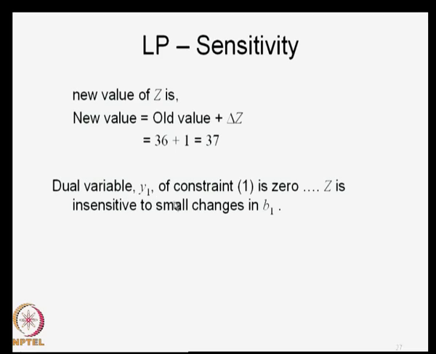objective function. Look at this, the dual variable y1 of constraint 1 is 0 in that particular example. If you have a dual variable value as 0 in the final solution, it means that the change in the objective function value will be insensitive to change in the right hand side value of that particular constraint, because the corresponding dual variable is 0. So, this is how we use the solution of the primal problem to identify the solution of the dual problem, which gives us the values of the dual variables.